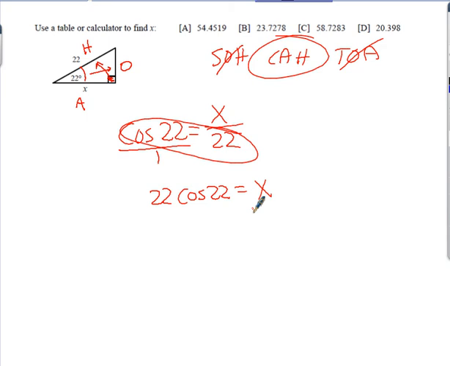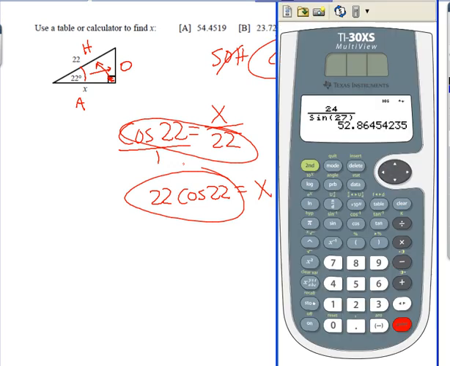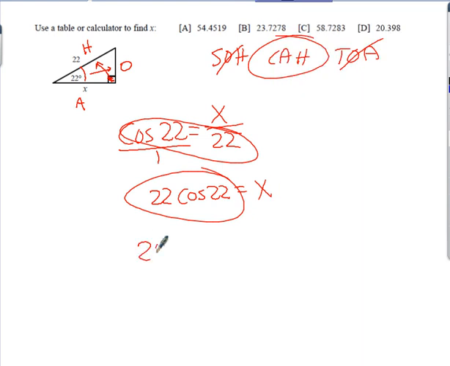And hey, that's kind of cool because you don't have to do all that dividing stuff. This is what we're going to put in the calculator. So let's pull up our calculator, and it's 22 cosine 22. Close that parenthesis. It's always a good practice. 20.398. There it is. Not too bad.